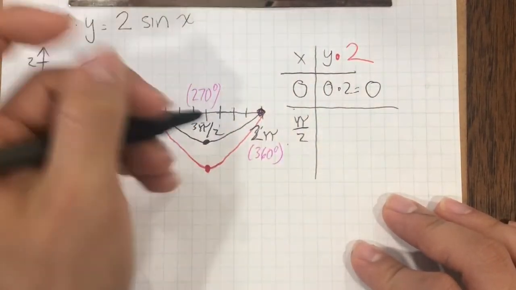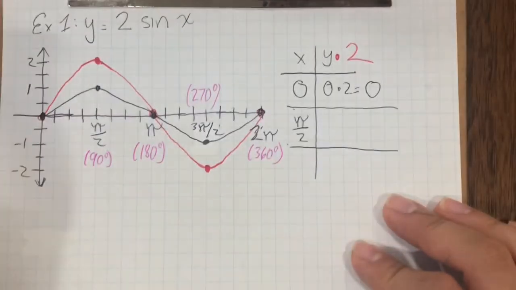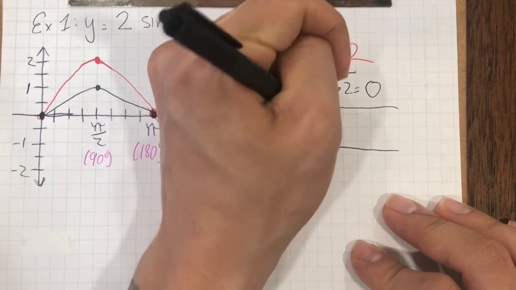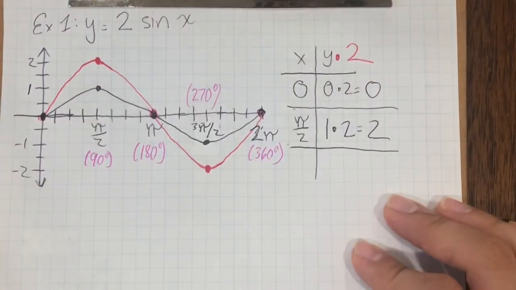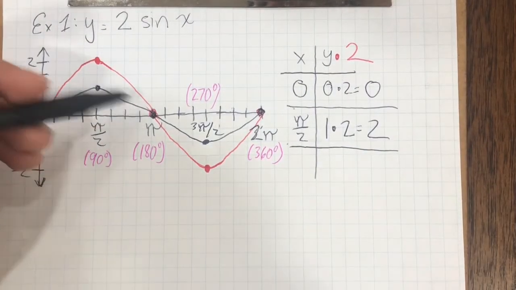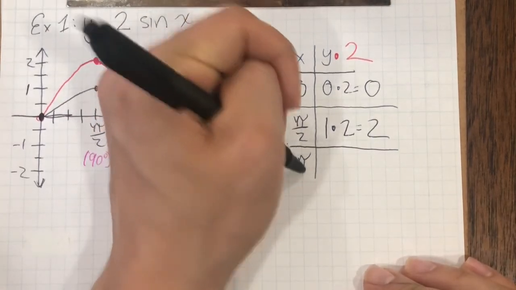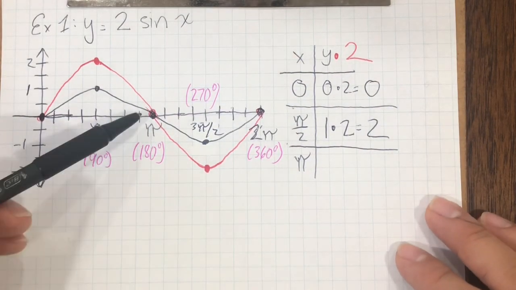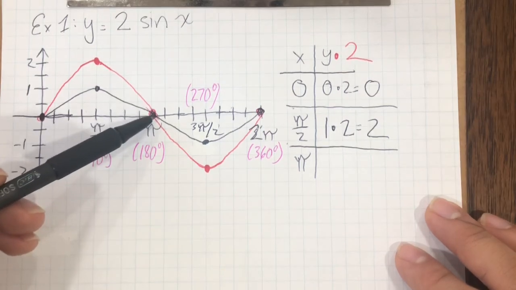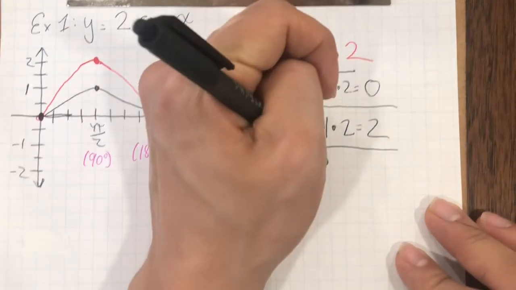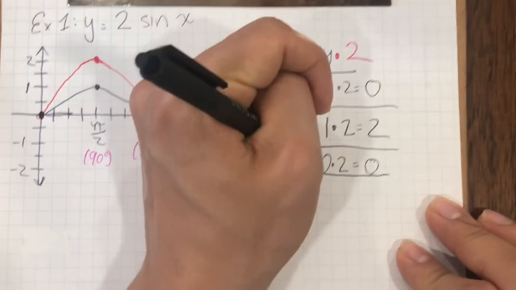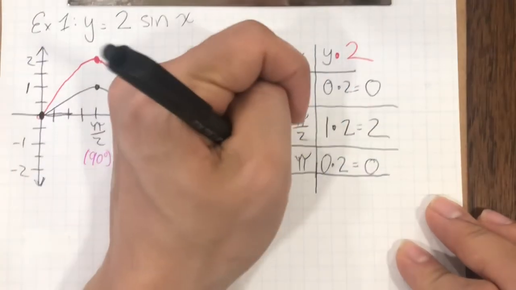All right, and then originally the y value was 1, and if I multiply it by 2, I get 2. All right, and then we move on to pi. So then pi, the output for pi is 0, and if I multiply it by 2, I still get 0. All right, and then we have 3 pi over 2.